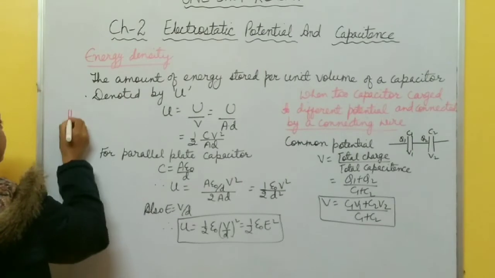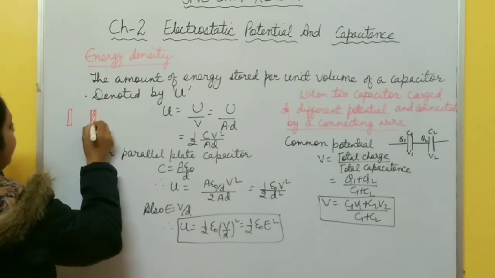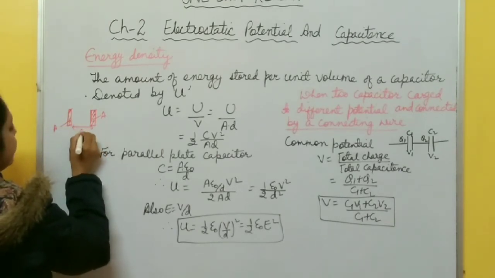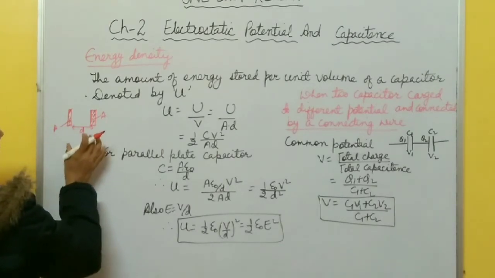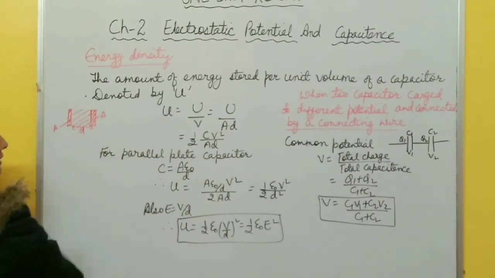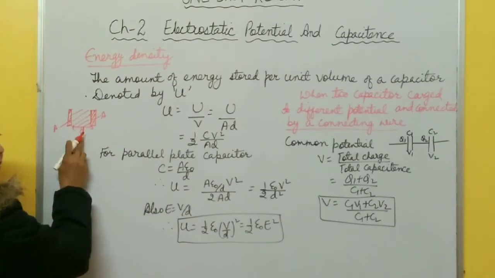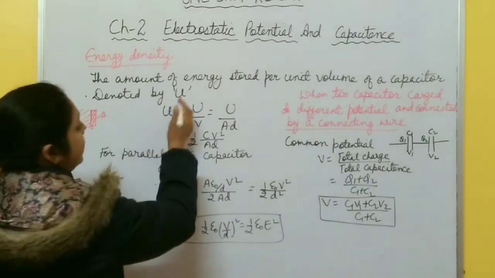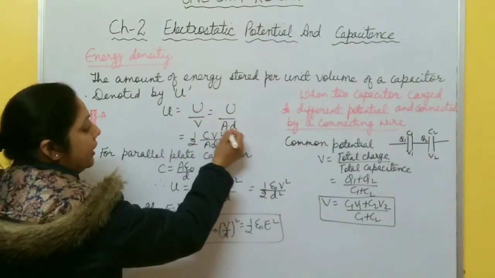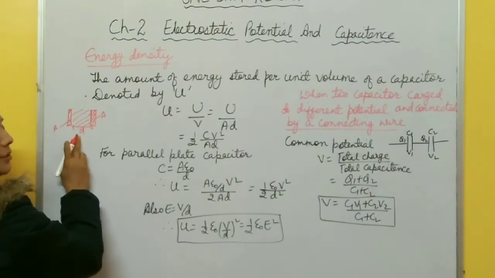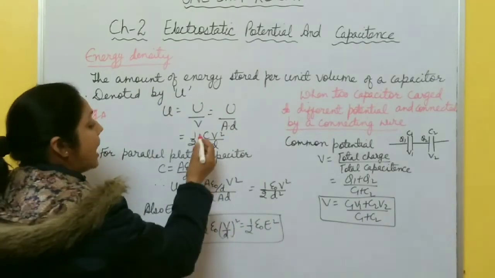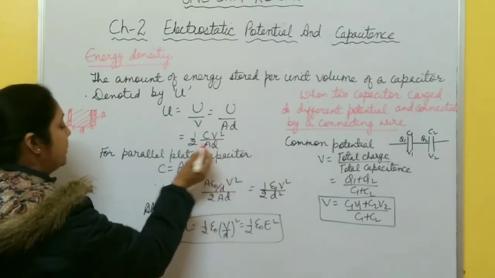Suppose this is a capacitor, right, of area A and separation between the plates is D. So amount of energy stored per unit volume of this is the volume of this capacitor, right? And this volume is area into this distance. So it is denoted by small d, energy per unit volume. Volume is what? Area into d. A is the area of the plate, d is separation between the plates, right? And energy, you know, energy stored in the capacitor is half CV square by A into d.